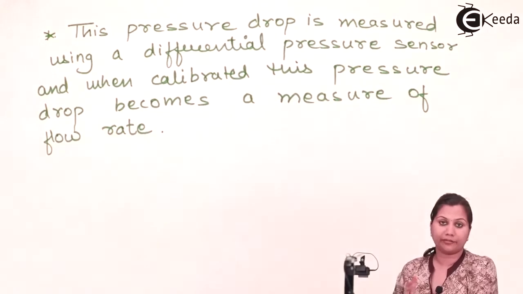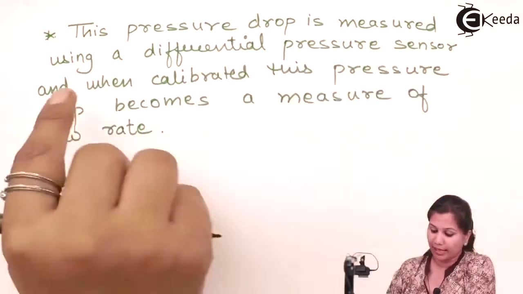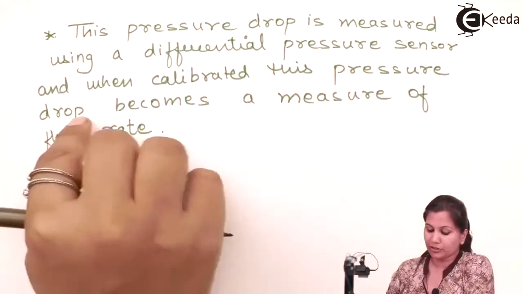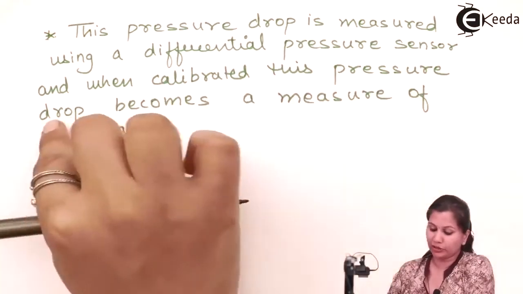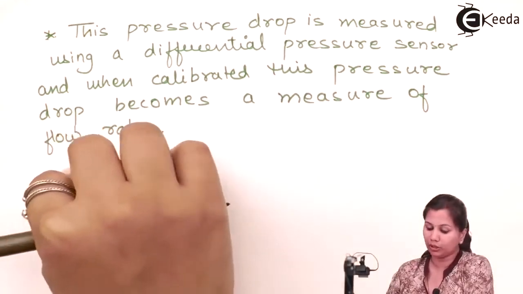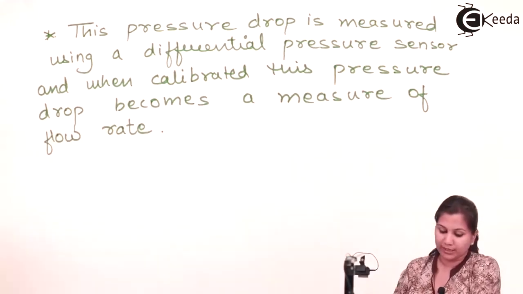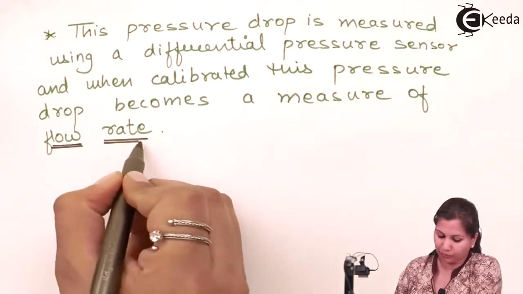This pressure difference is measured using a differential pressure sensor, and when this is calibrated, the pressure difference becomes a measure of the flow rate, or we can say that this pressure difference is proportional to the rate of flow of the fluid. So this is the basic principle of working of the orifice plate. Now this flow rate is given by the formula.